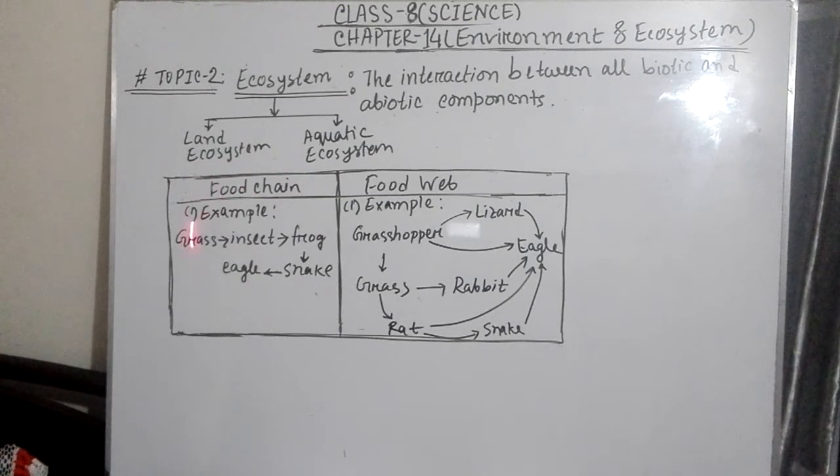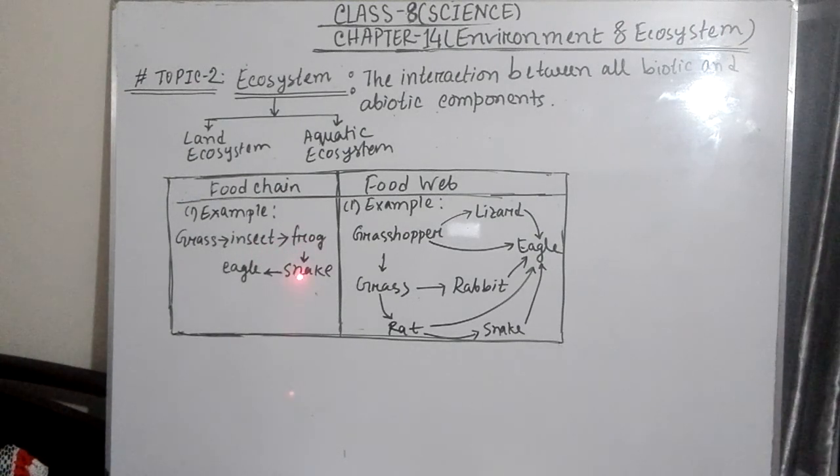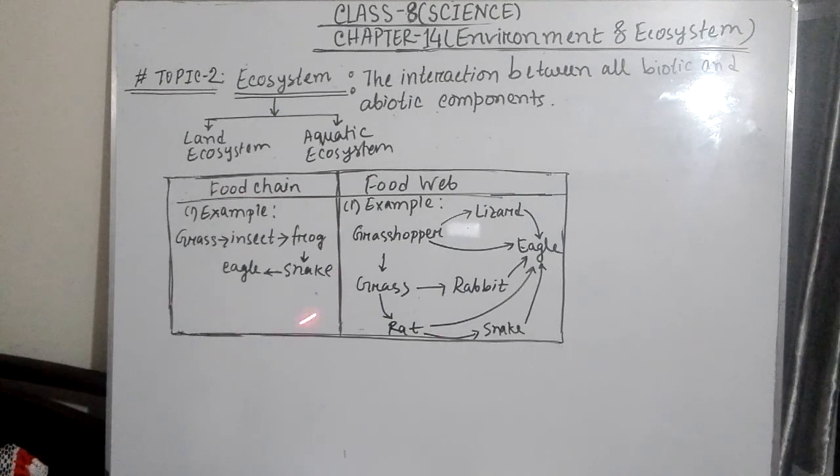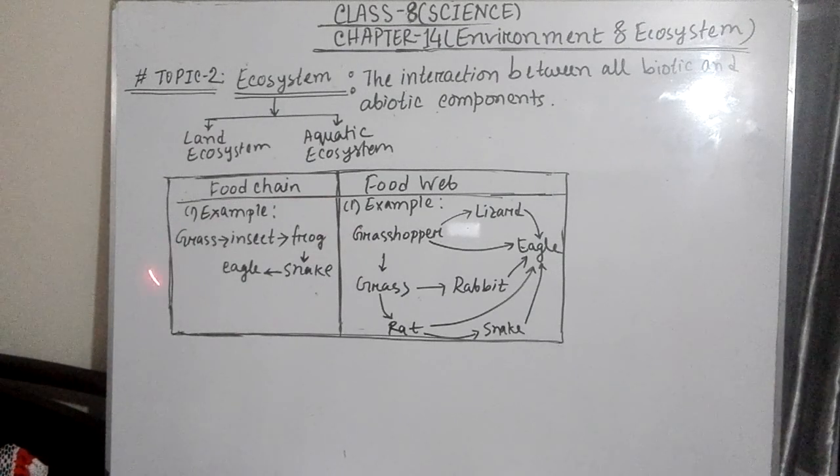A food chain example can be given like this. Grass is eaten by insects, and insects are eaten by frogs. Frogs are eaten by snakes, and snakes are eaten by eagles. Thus, one animal or one thing is eaten by other things, and this is a flow of eating, which is called a food chain. This one is eaten by this one, which is eaten by this one, which is eaten by this, and this one is also eaten by this.